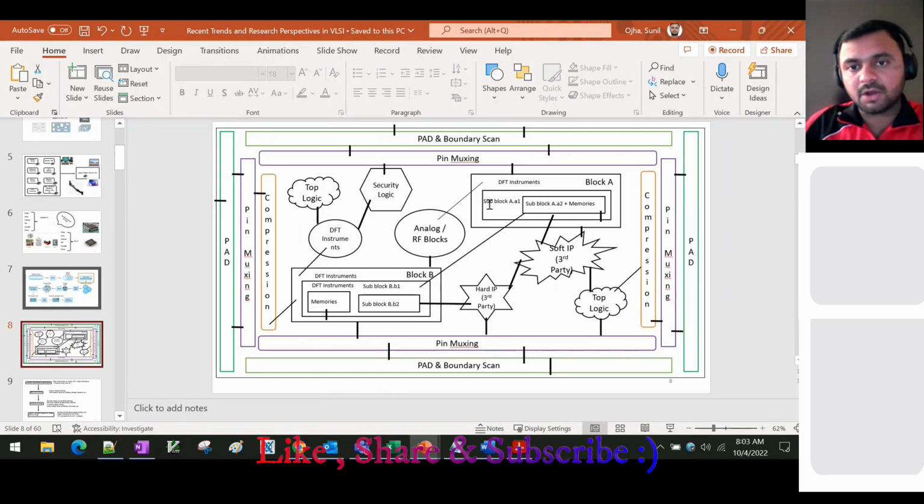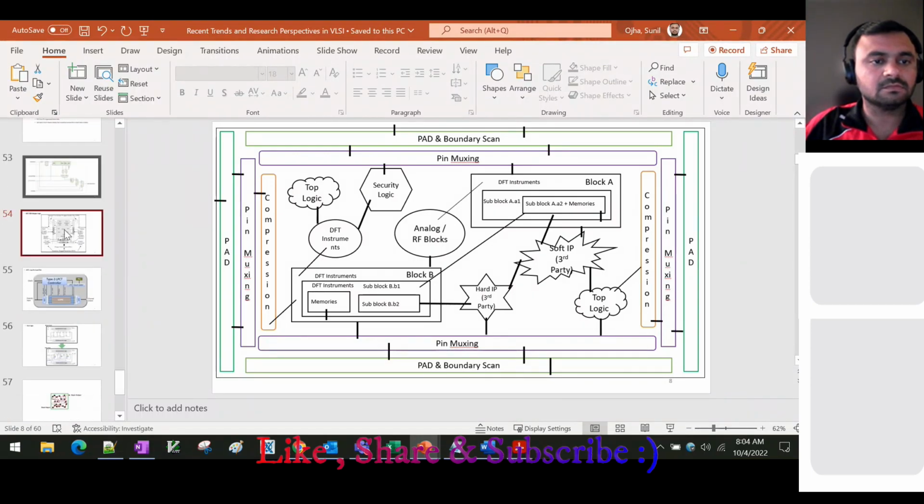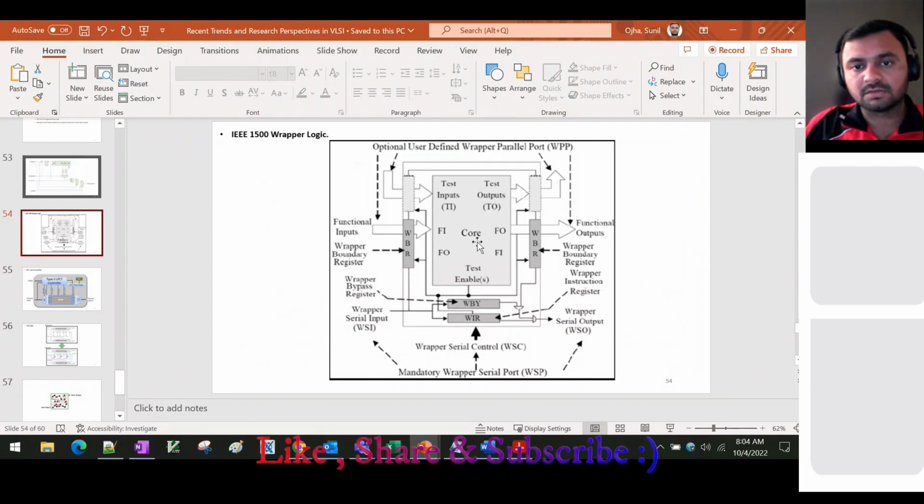But now suppose you want to test a block. Similar to boundary scan and compression, we use similar logic here at the block level. Suppose you are doing a bottom-up approach, meaning we are testing block by block. Just for simplicity I represented 2 blocks. There are many blocks, 20 blocks; it depends on the complexity. So suppose you want to test a particular block. To test that block, we have this logic that is called 1500 or wrapper logic. This is your core, in the sense either your block or sub block.